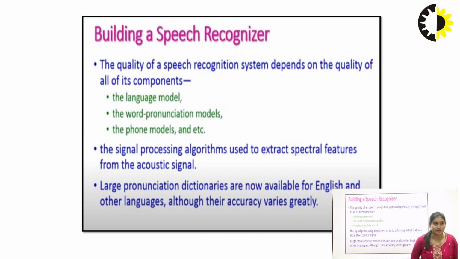Building a speech recognizer: the quality of a speech recognition system depends on the quality of all of its components, and these are the language model, the word pronunciation model, and the phone models, etc. The signal processing algorithms are used to extract the features from the acoustic signal, and there are large pronunciation dictionaries available for English and other languages, although their accuracy varies greatly.